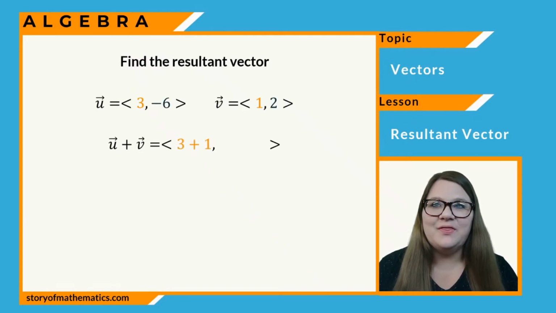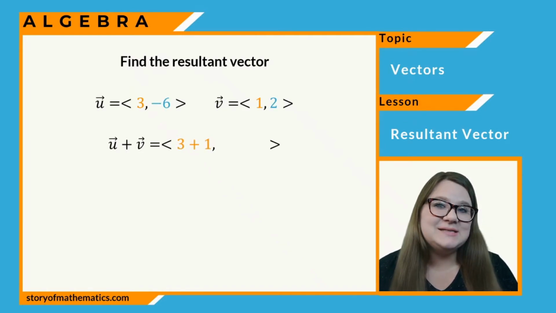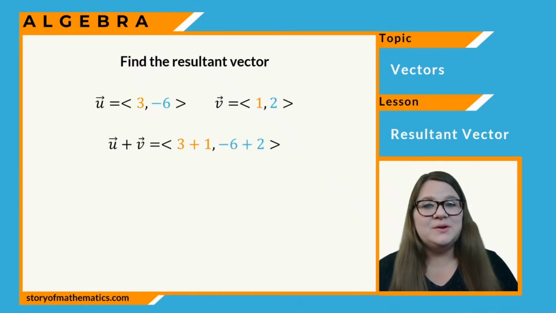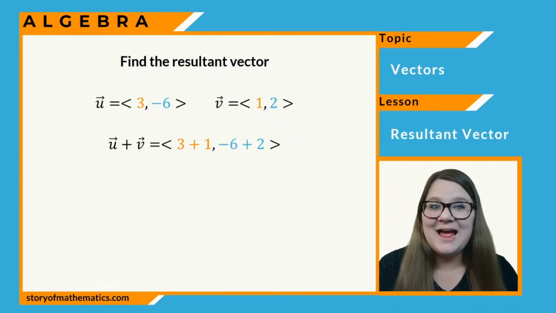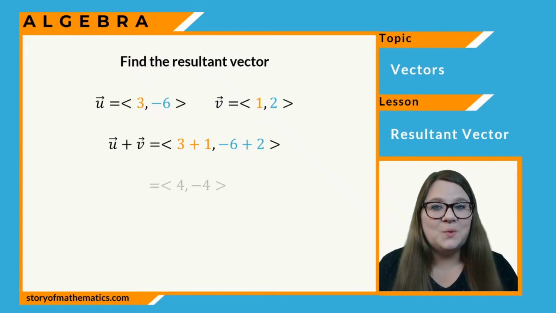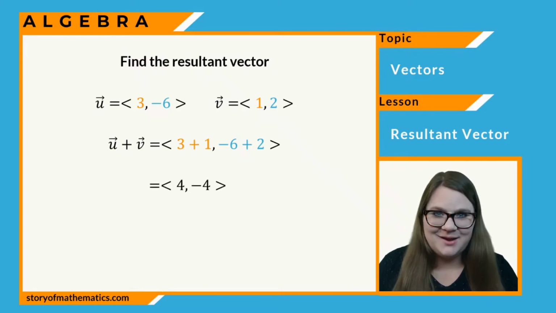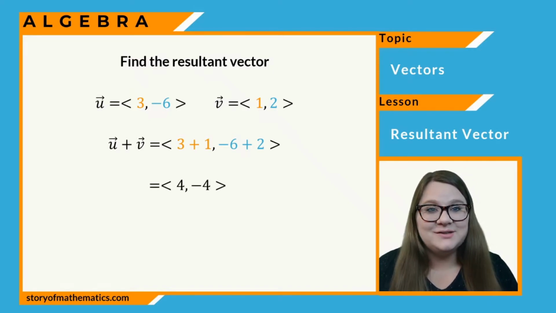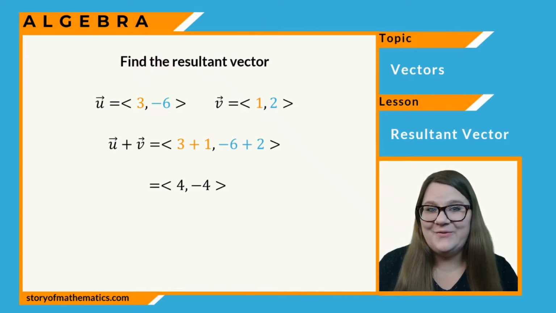Then we're going to take a look at the y components, the negative 6 and 2. So negative 6 plus 2 goes into my second spot. Now I can simplify. 3 plus 1 is 4, and negative 6 plus 2 is negative 4. So the resultant vector in this case is 4, negative 4.